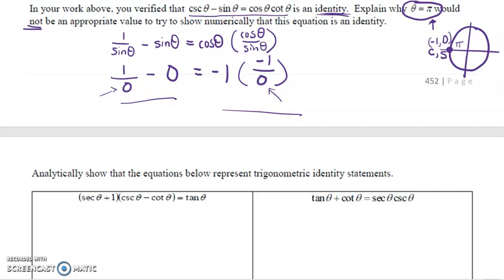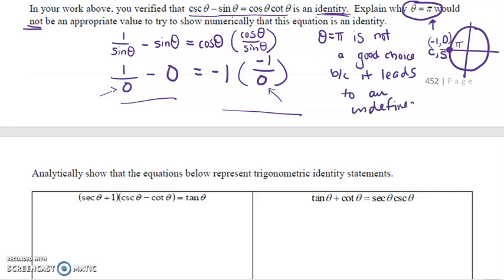So let's explain why this radian value is not appropriate. We'll say the theta value of pi is not a good choice because it leads to an undefined result. We eventually want to show that we get a numeric value on the left and it matches a numeric value on the right. You can't really match undefined results. Even though they're both undefined, they actually might be different types of undefined.